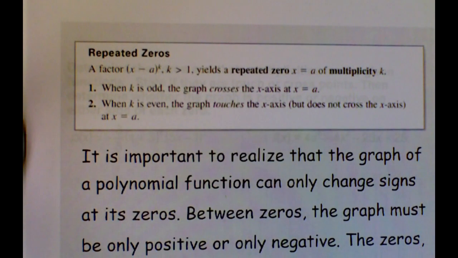Those repeated zeros are very important. A factor (x − a)^k, if k is greater than 1, yields what's called a repeated zero, x = a, of multiplicity k. And multiplicity tells us whether the graph crosses or touches the x-axis at that point. If k is odd, the graph crosses the x-axis at x = a. When k is even, so your multiplicity is even, your graph touches the x-axis but doesn't cross it.